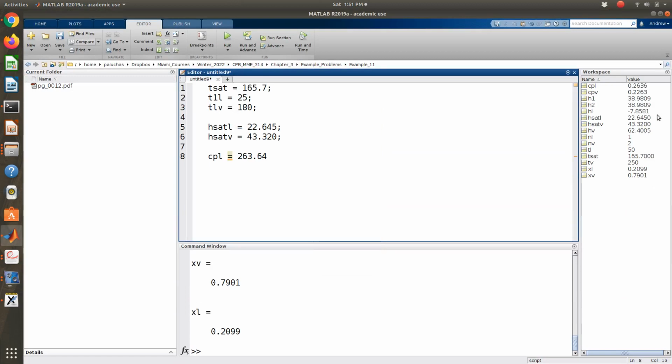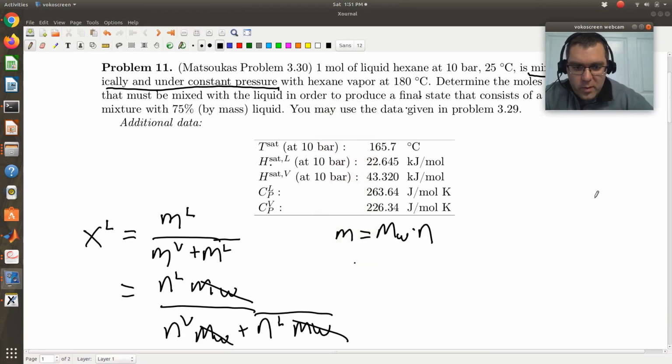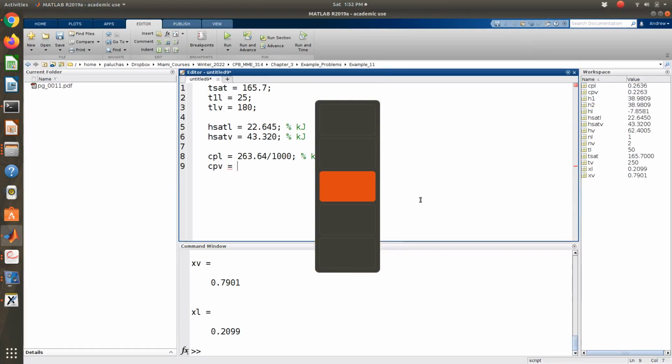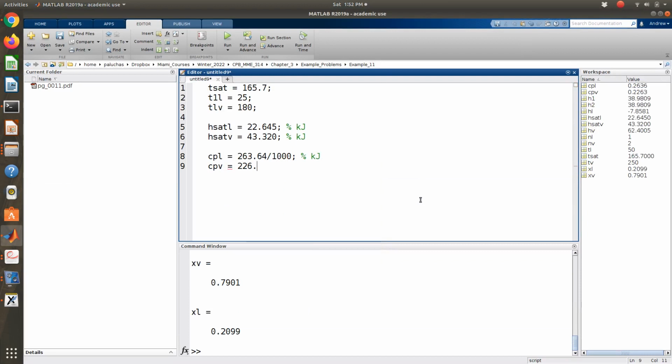Okay, and here it's in joules per mole Kelvin. I'm going to divide by 1,000, just so I'm making sure that all of my terms are using a unit of energy of kilojoules to make sure they're consistent. And CP of my vapor, that is 226.34.